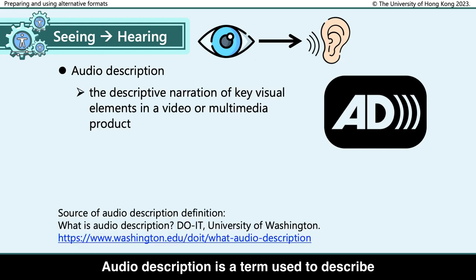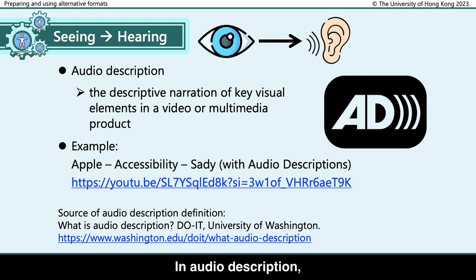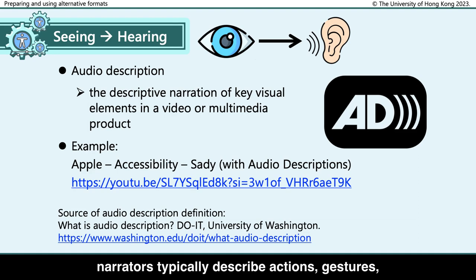Audio description is a term used to describe the descriptive narration of key visual elements in a video or multimedia product. This process allows individuals who are blind to access content that is not otherwise accessible simply by listening to the audio. In audio description, narrators typically describe actions, gestures, scene changes, and other visual information. They also describe titles, speaker names, and other text that may appear on the screen.